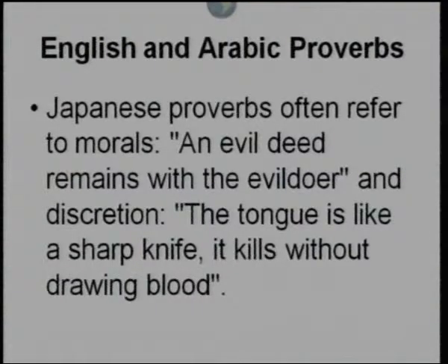The Japanese, for example, focus on morals. So we have their proverb stating, an evil deed remains with the evildoer. So the tradition focuses on morals and discretion. The tongue is like a sharp knife. It kills without drawing blood. If you just think deeply on these two proverbs, you find them speaking about morals.